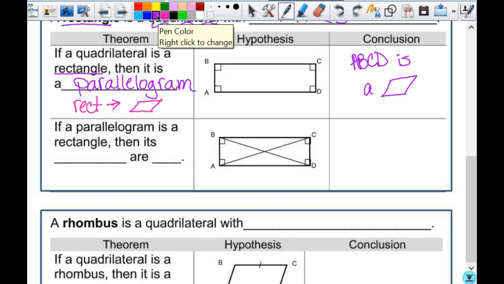Then it says, if a parallelogram is a rectangle, then it's blank. All right, so I have the diagonals drawn in here, right? This is a parallelogram. We know that, right? Because a rectangle is a parallelogram. Then what's true about the diagonals of a parallelogram? They bisect each other, okay? So these two pieces are congruent, and these two pieces are congruent, right? That's true. We know that from a parallelogram.